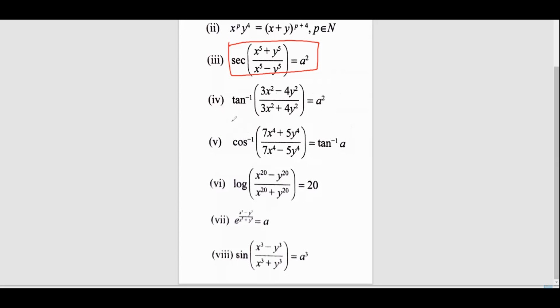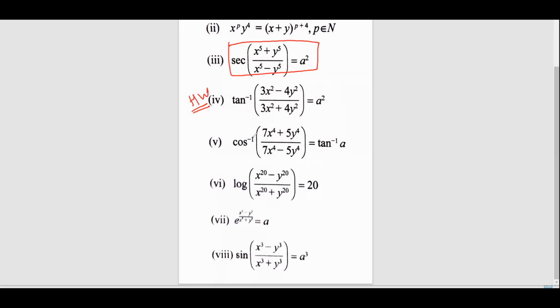Now here, so this is for you. This is a homework problem. Look at this. Here in the fifth one, you have cos inverse of (7x raised to 4 plus 5y raised to 4) upon (7x raised to 4 minus 5y raised to 4) equals tan inverse of a. Just do not bother about this tan inverse and all that. It's a constant. Treat this just as a constant.